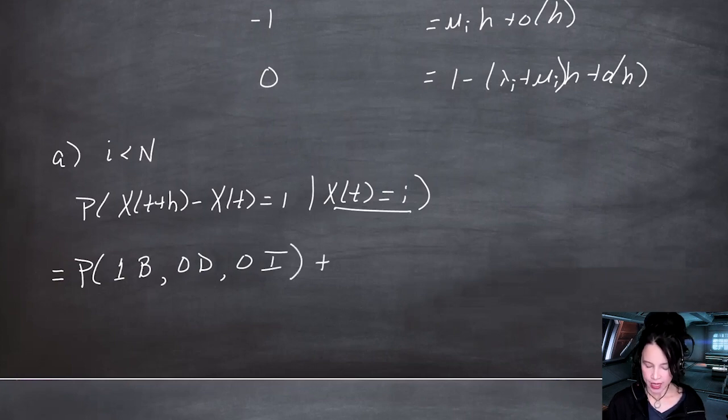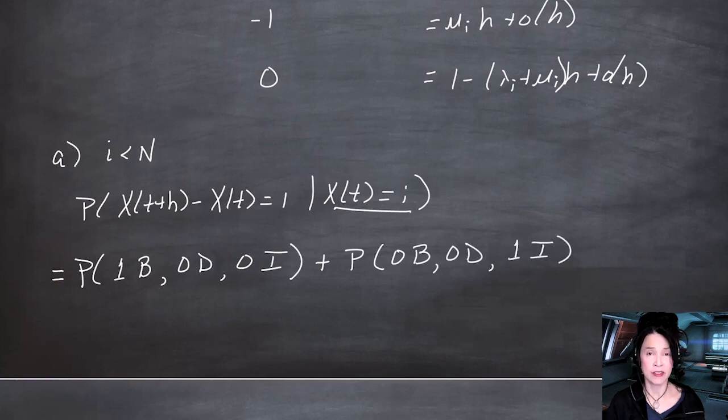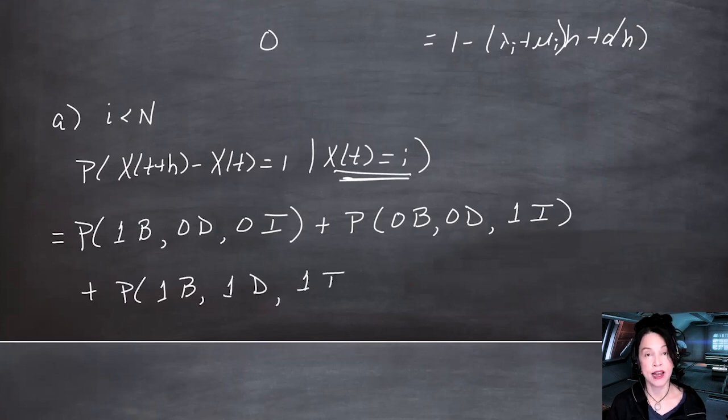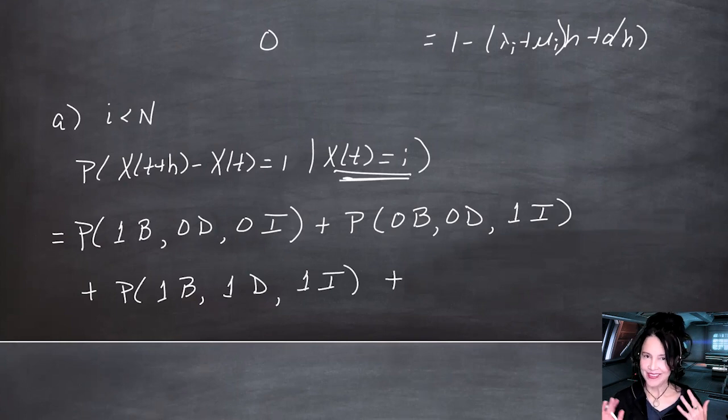Or we can have 0 births, 0 deaths, and 1 immigration. Again, given that X(t) is I. Or we can have 1 birth, 1 death, and 1 immigration for a net increase of 1. Or we could potentially have like 3 births and 2 deaths and no immigration.